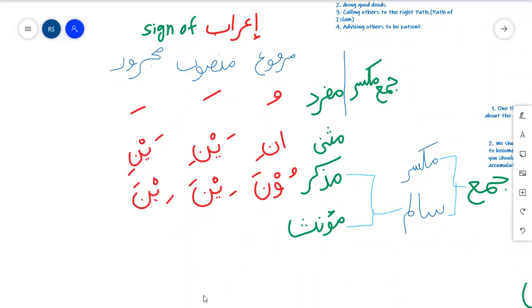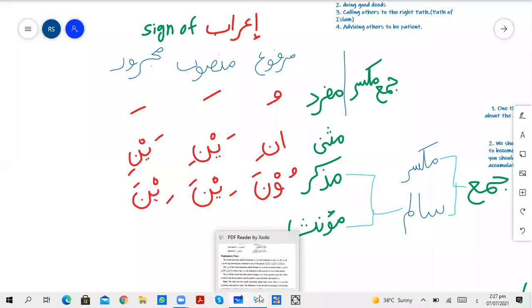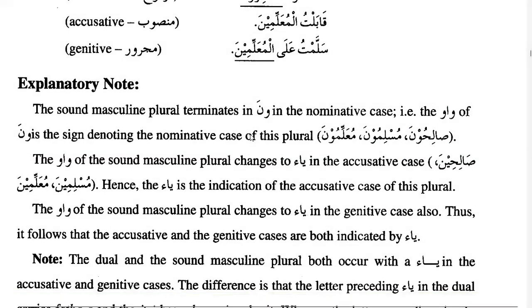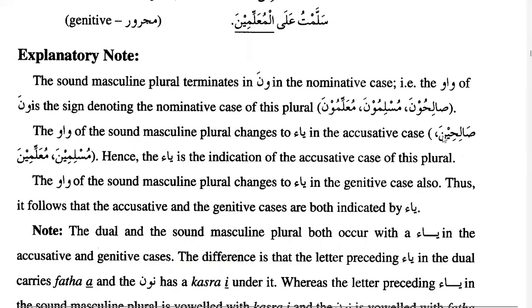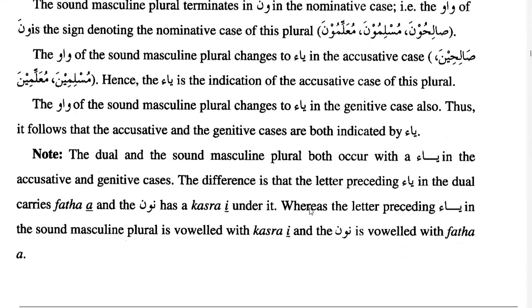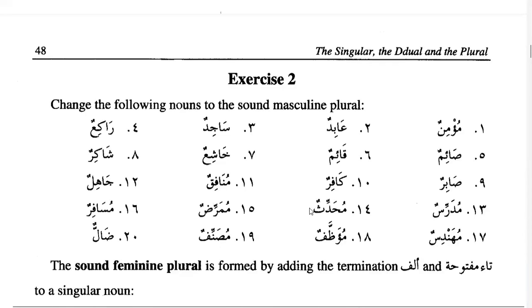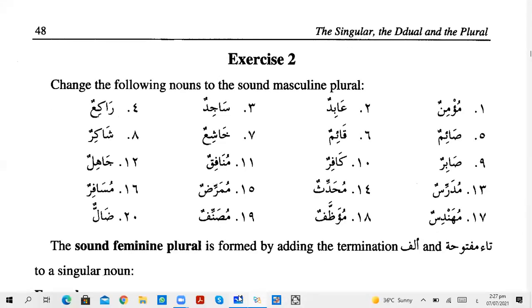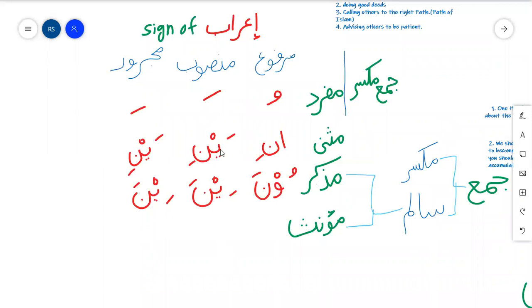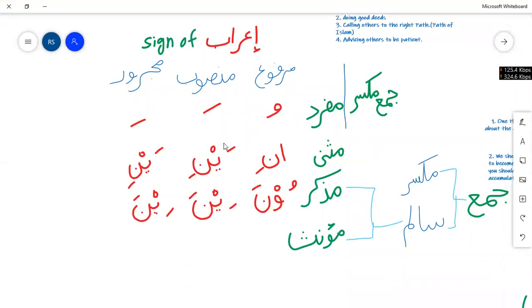So their examples are written in the book that we are studying. You will find the examples in the book, like here you see Salihina, Muslimina. These are Marfu. If anyone has any question, they can ask me. Mishkat, I did not hear your question, so you better message it. Then I will answer it.